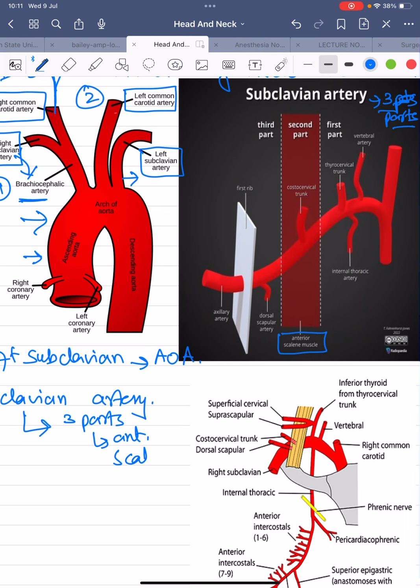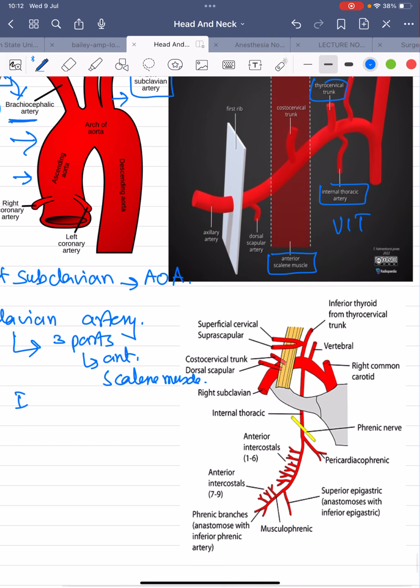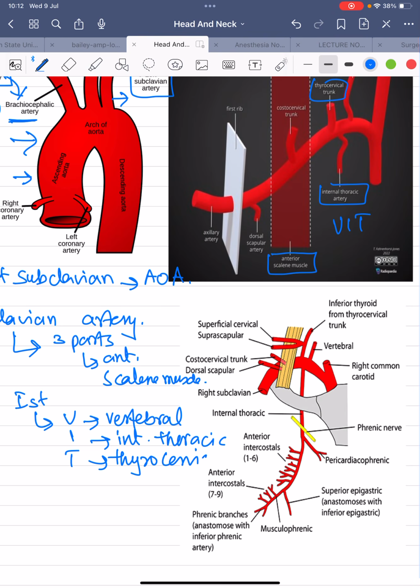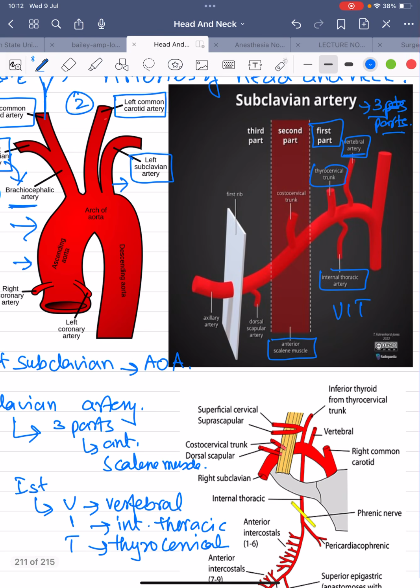Okay, the first part gives three branches, V, I, T. So the mnemonic is VIT. V is the vertebral artery, I is the internal thoracic artery, and T is the thyrocervical trunk. So the first part gives you three arteries: the vertebral artery, the thyrocervical trunk, and the internal thoracic artery.